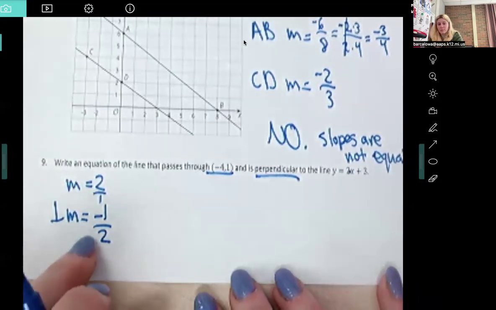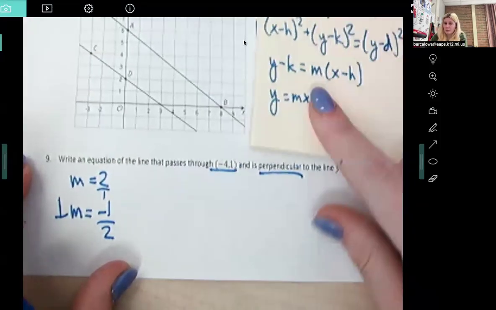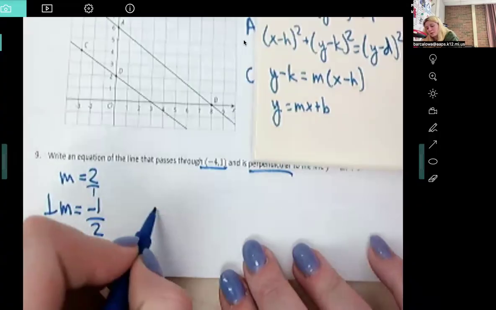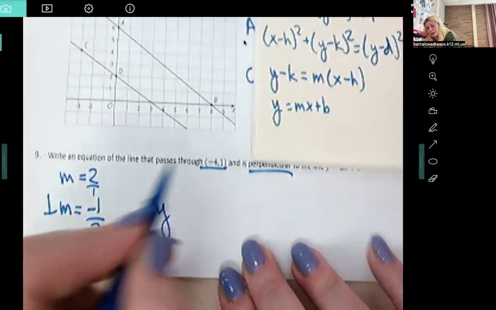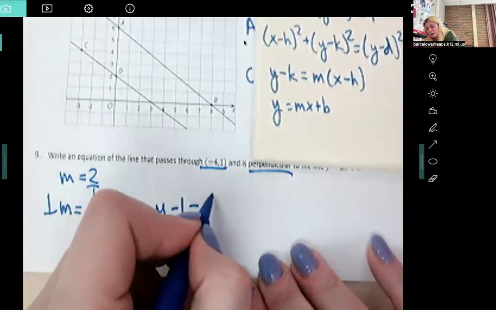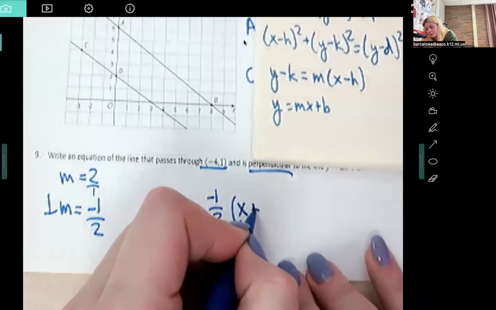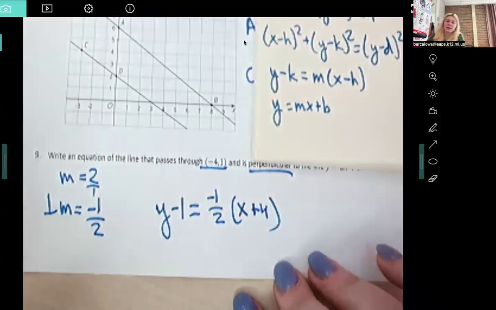Okay, so there's your slope, there's your point. Let's put it in our point slope form. So y, my y coordinate is 1, so this will be y minus 1. -1/2 is the slope. My x coordinate is -4, so this will be x plus 4. There we go, that's it.